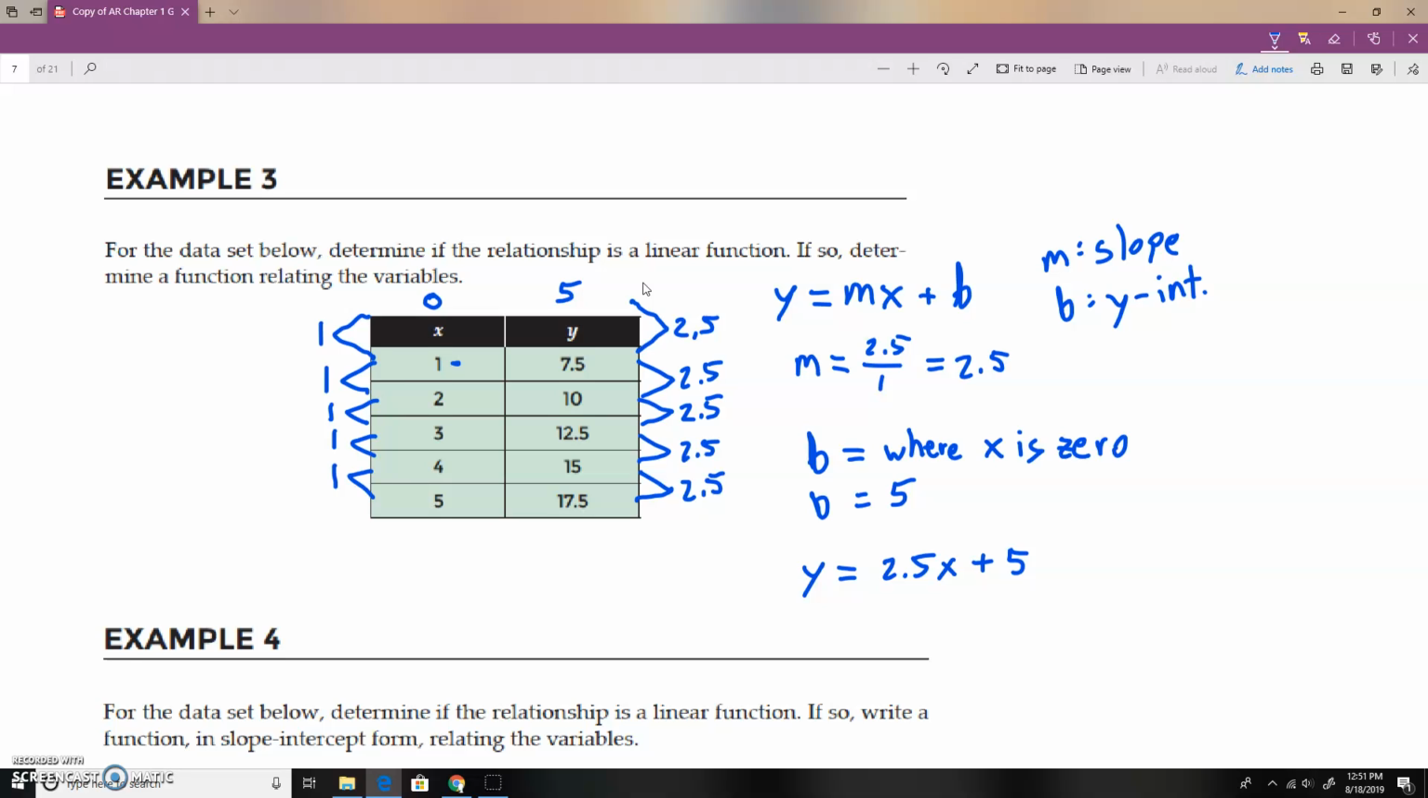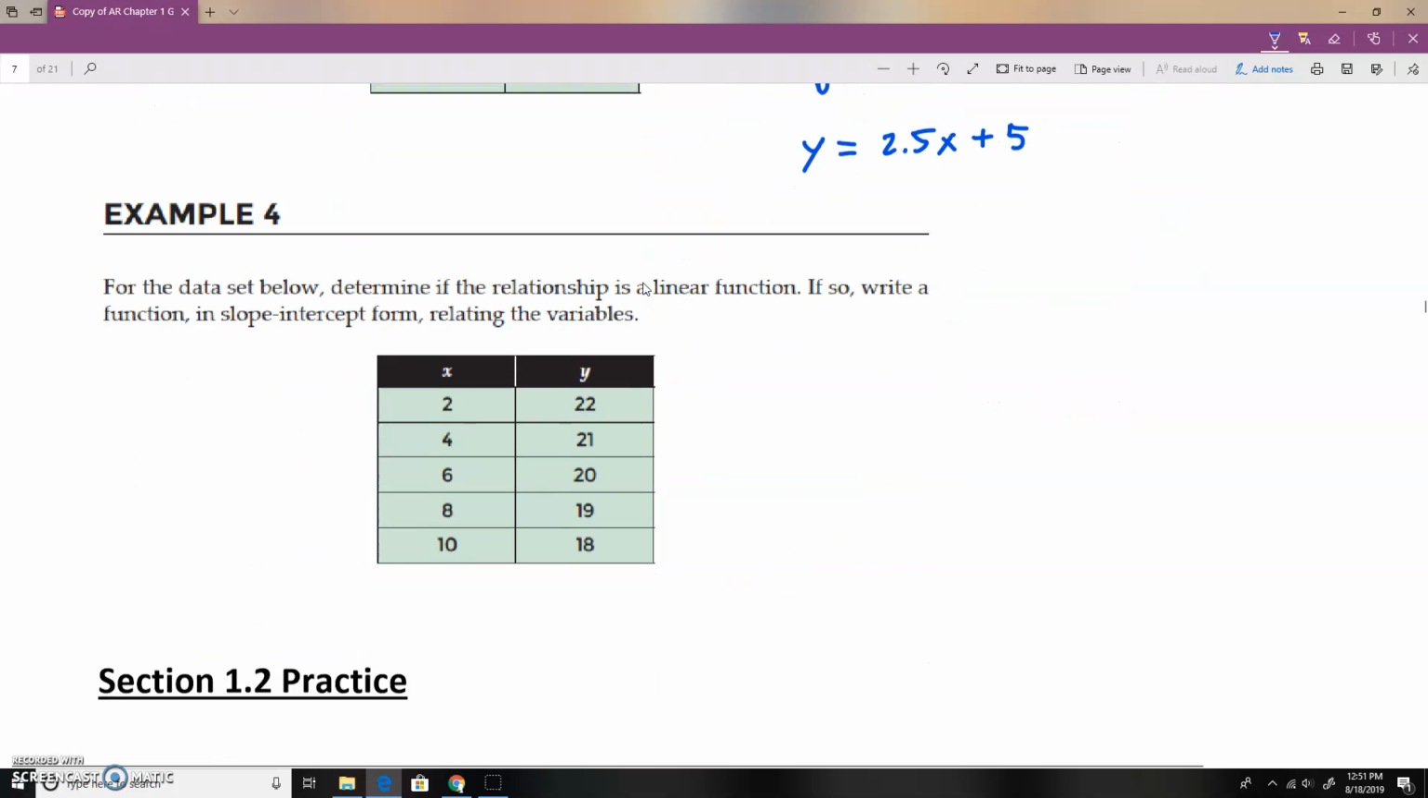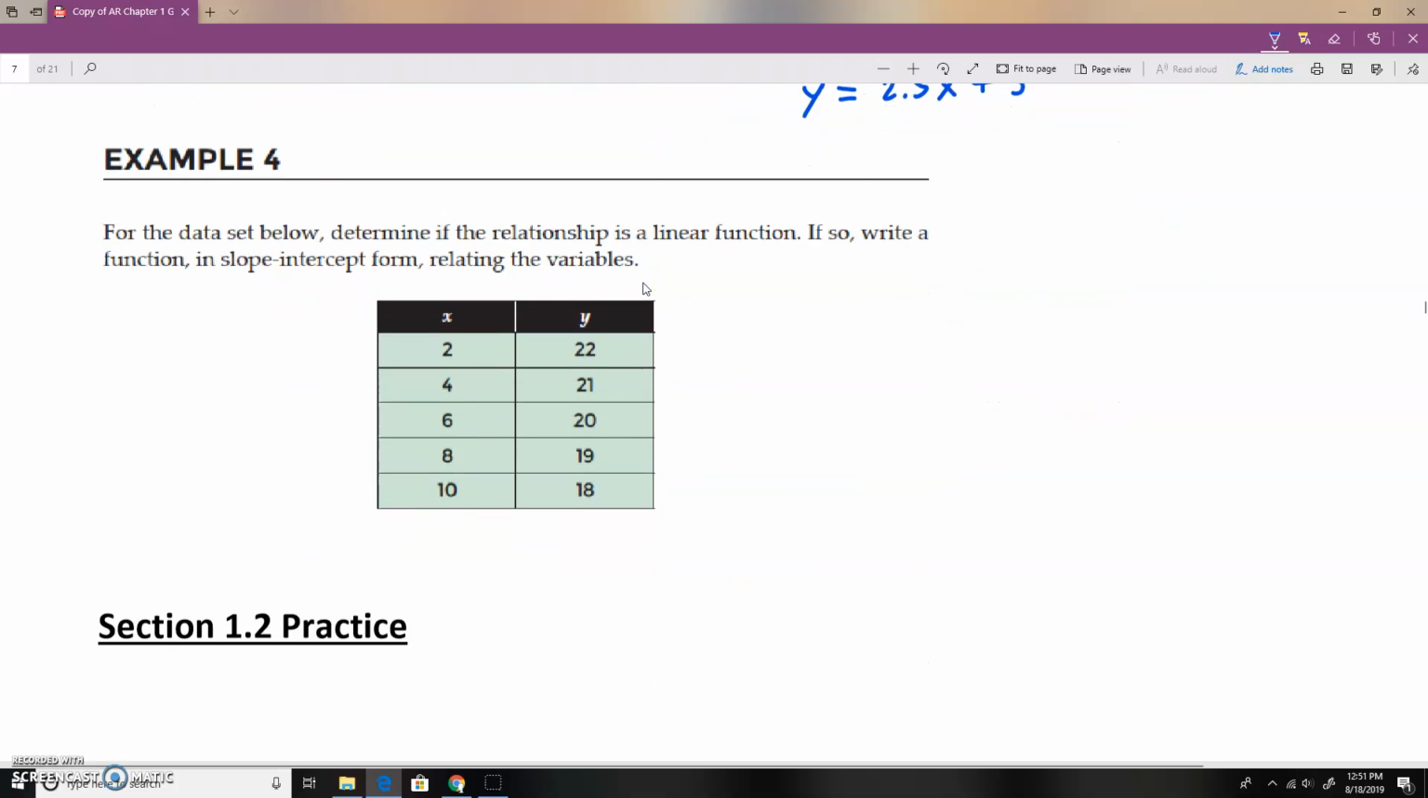Okay, so let's look at another example that's a little more complicated. Example 4 here. The reason it's a little more complicated is, notice our change in x now. From 2 to 4, we're now going up by 2 each time. Okay? And let's look at our change in y, our first difference. 21 minus 22 is negative 1. 20 minus 21 is negative 1. 19 minus 20 is negative 1. 18 minus 19 is negative 1.